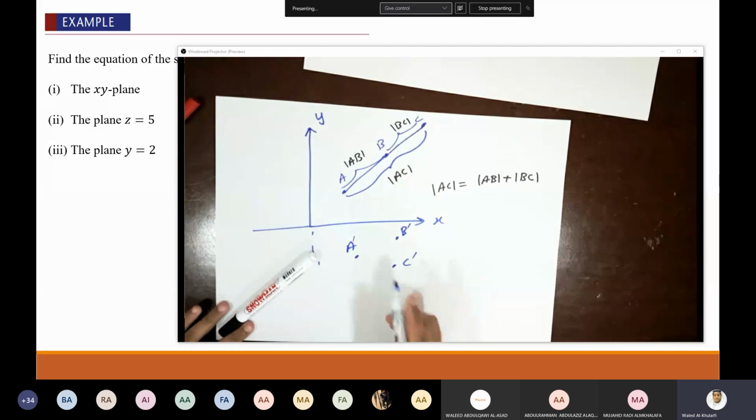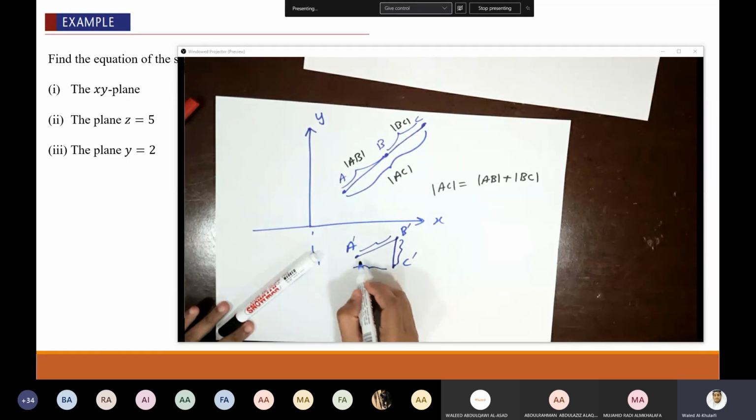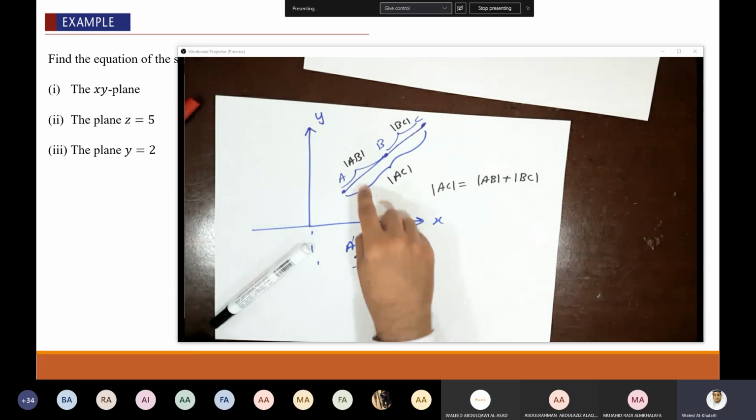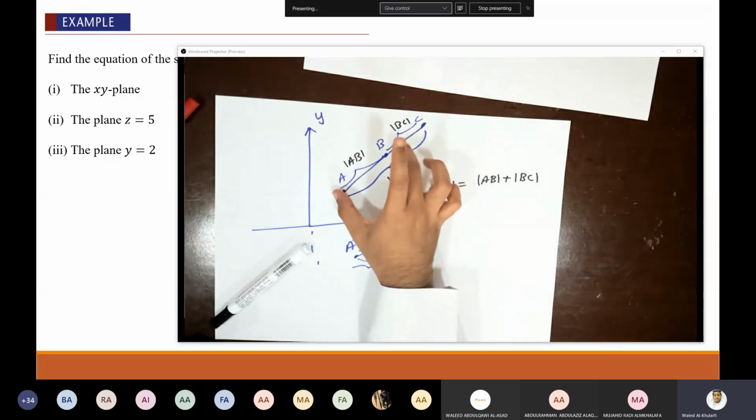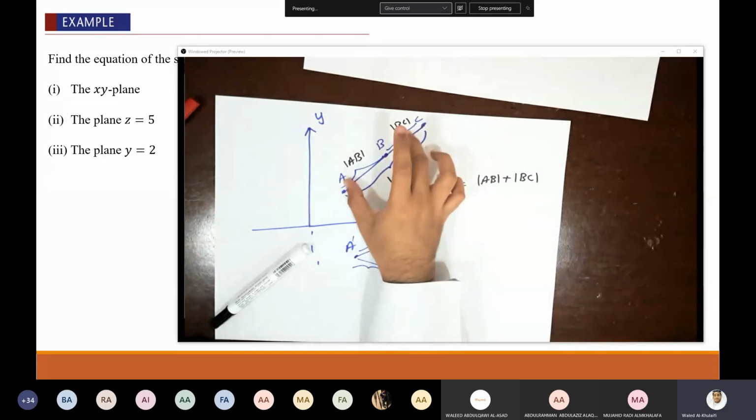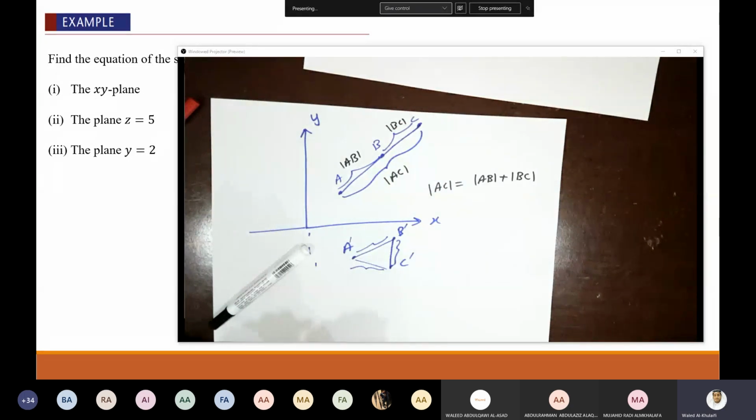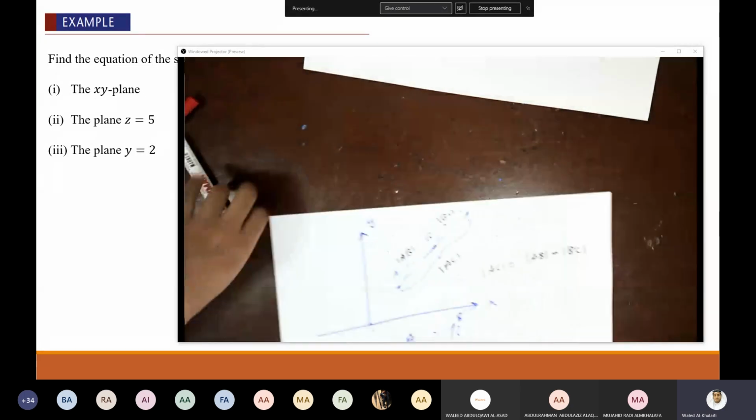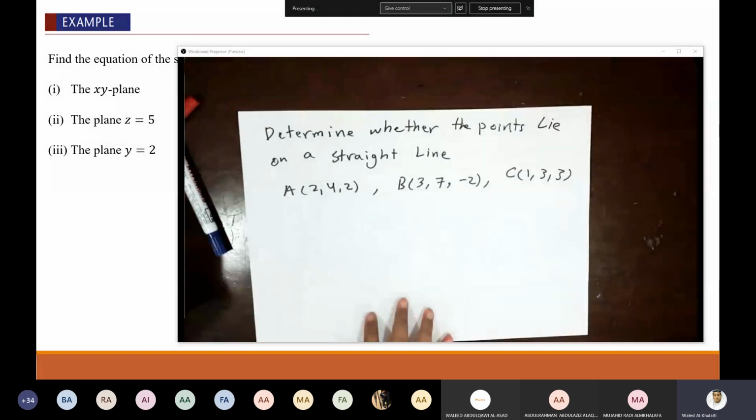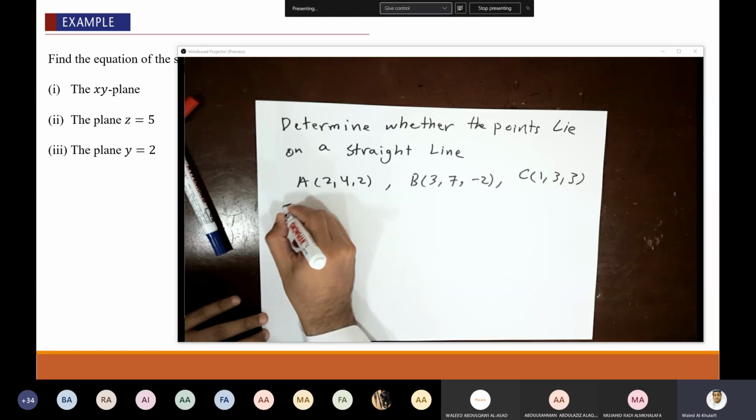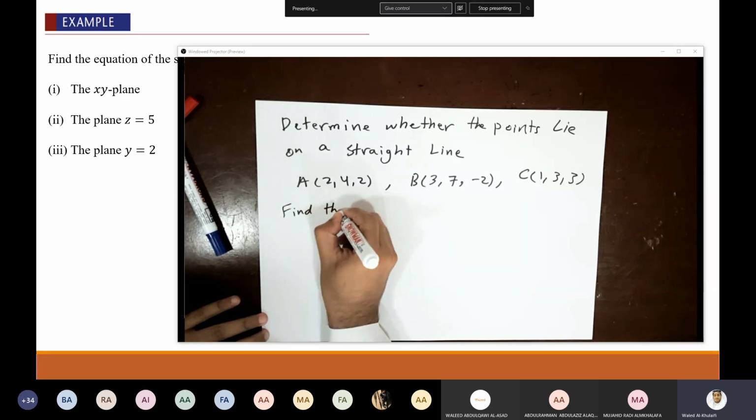Okay, so if you have 3 points that are not in a straight line, then you know that the distance here plus here is not giving this one here, right? It's not giving this one. So if they are in a straight line, that means the smaller distances, when you add them up, should give you the bigger one. Okay, so this is one way to find straight lines. So what I will do, Shabab, calculate. Find the distances.